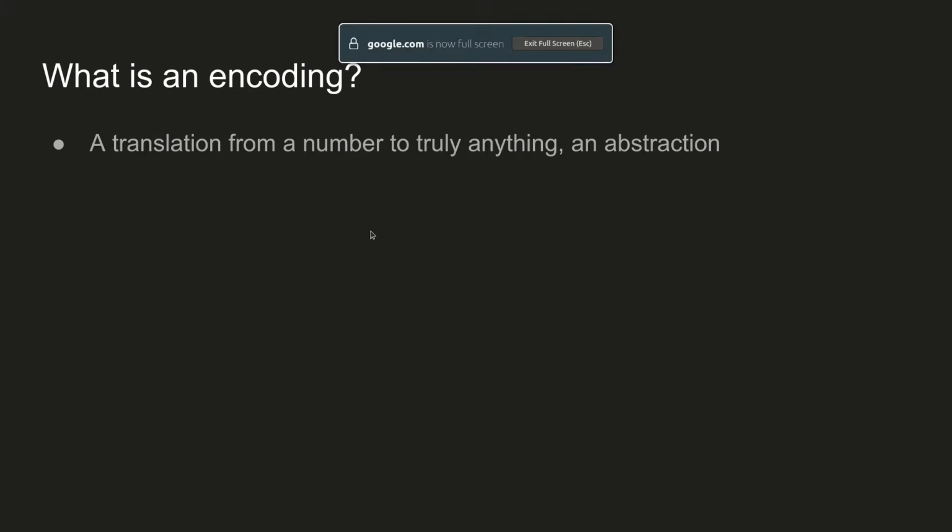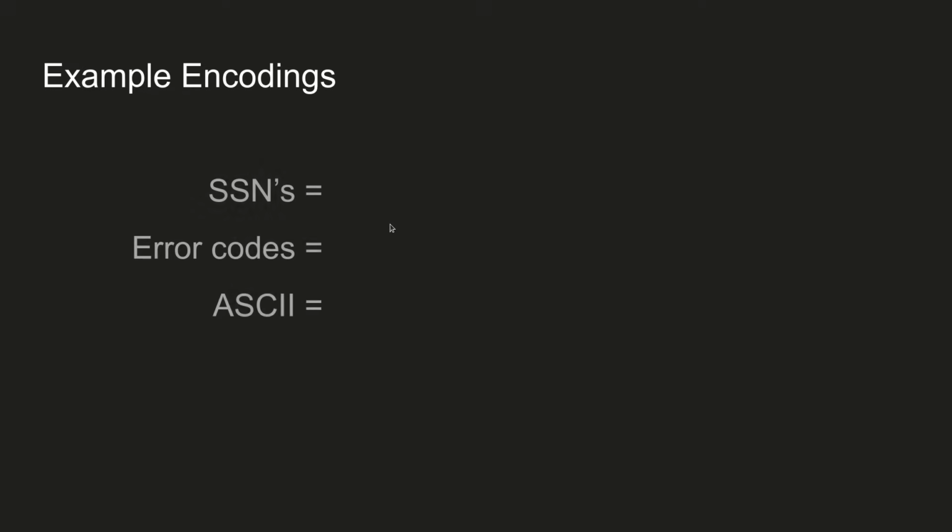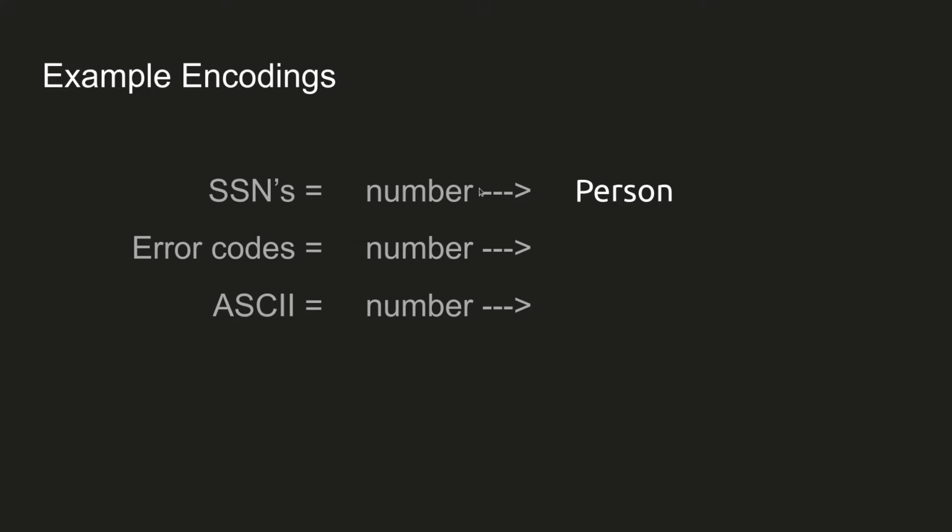So, what is an encoding? Encoding is a translation from a number to truly anything, an abstraction. Some examples are social security numbers, error codes, and ASCII. These are all numbers that convert to different things. A social security number translates to a person. An error code translates to some sort of explanation. And an ASCII number translates to a keyboard key.